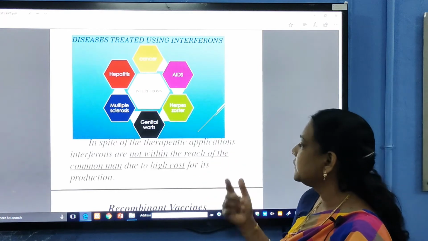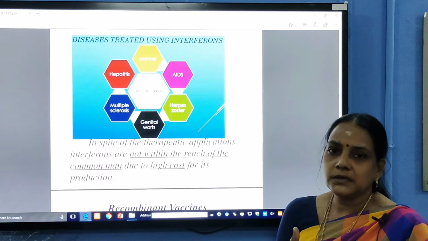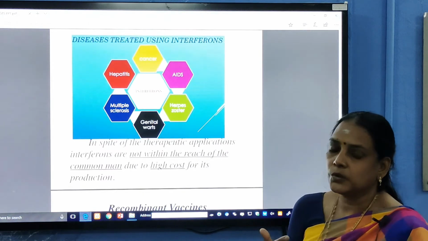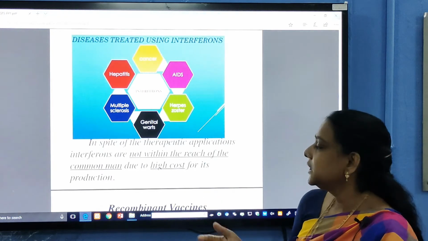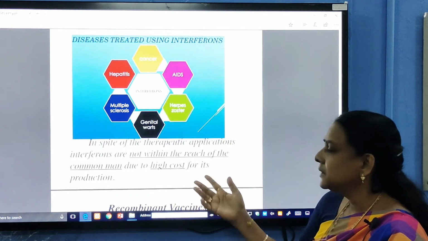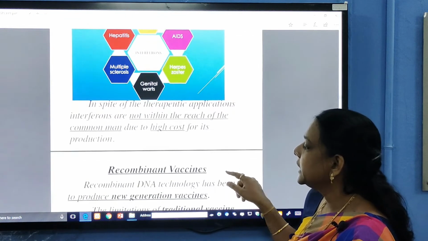Another point: in spite of the therapeutic applications, this is not an easily approachable medicine that anybody can get. Even a normal man cannot get this particular facility. For a common man, this is of very high production cost, so it is not easy for them to get.